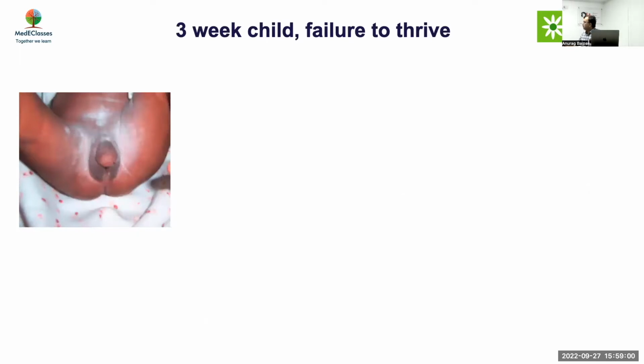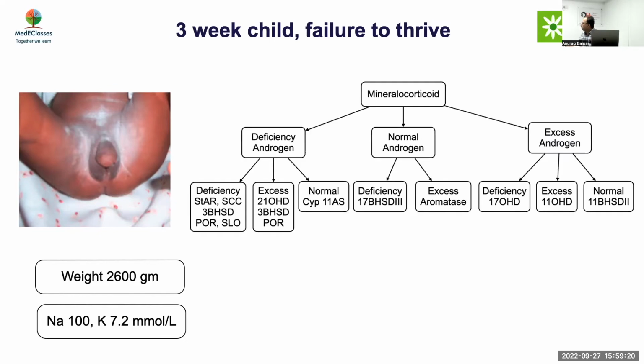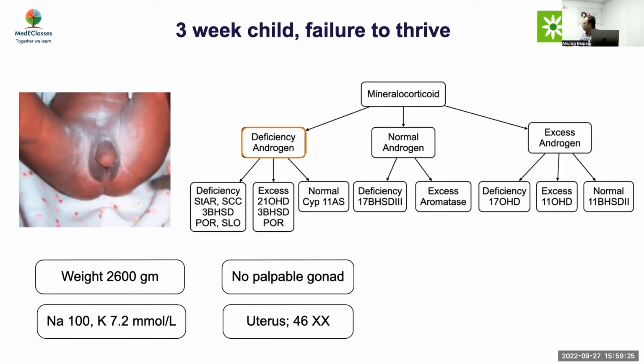Cyan, 3-week-old child with failure to thrive. There is, of course, atypical genitalia. The child's birth weight was 2,500. Only 100 grams were gained till now. There is severe hyponatremia and severe hyperkalemia. So what do you think here, is androgen high or low? So what you are looking at here is that mineralocorticoid deficiency is there and androgen is high.